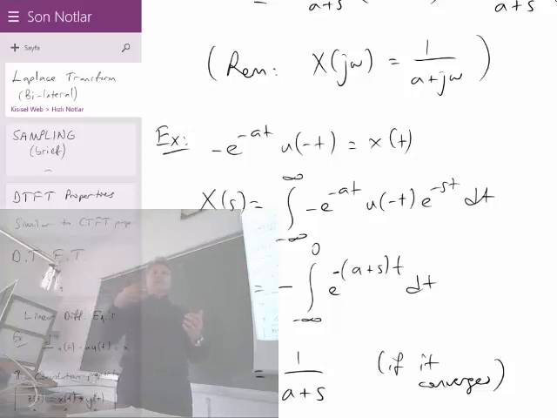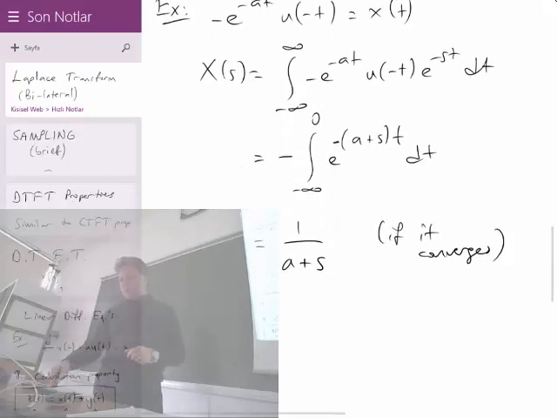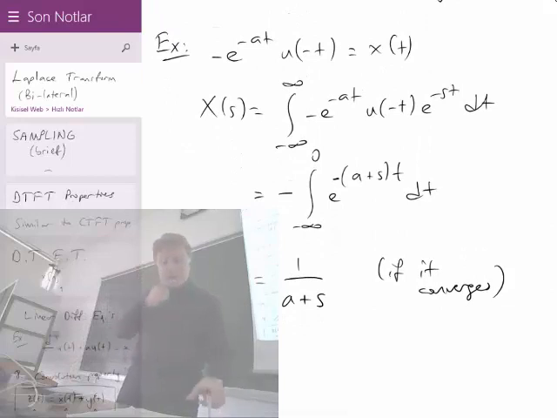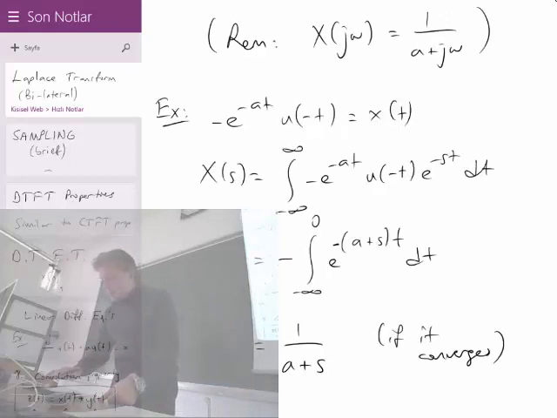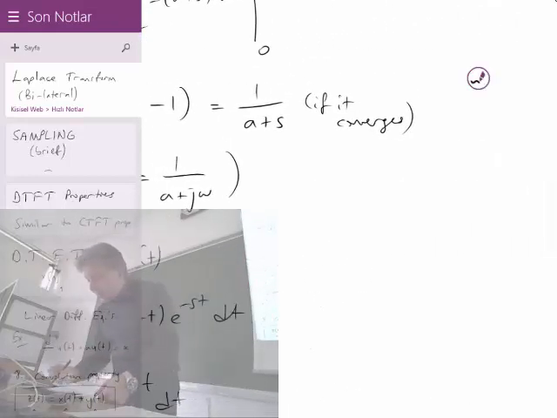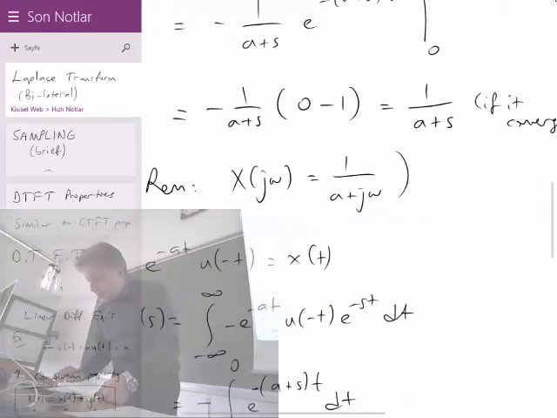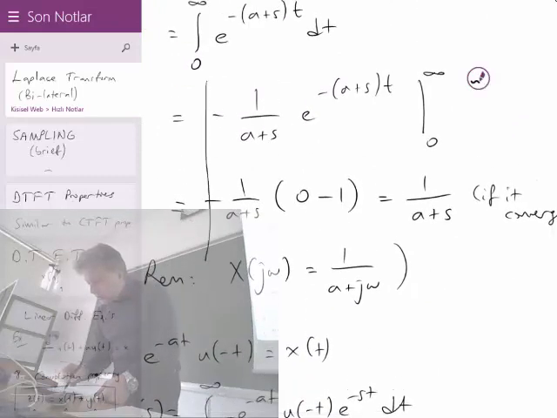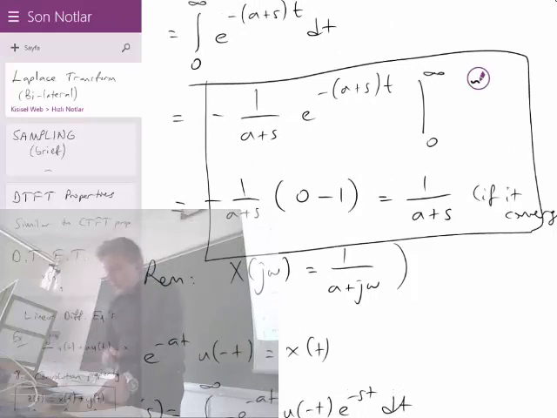One of them is left-sided, the other one is right-sided. One of them is positively decaying. The other one is negatively increasing, so that it decays to the negative side. So they are two different signals. And what is the difference between them? How are we going to differentiate between them? Now let's take this one. This one, if it converges, case.